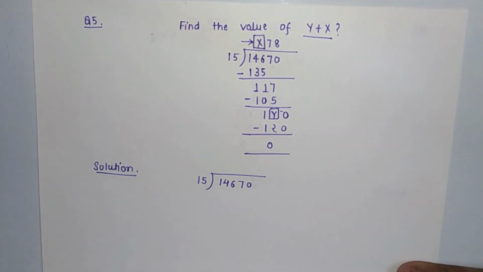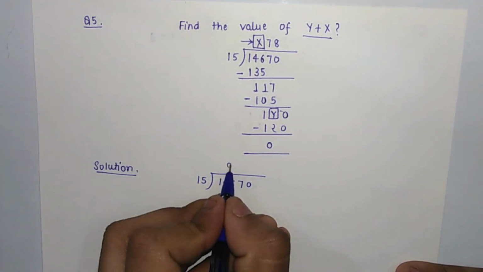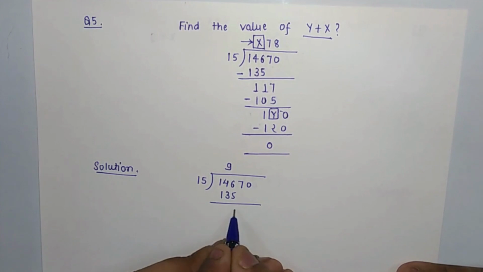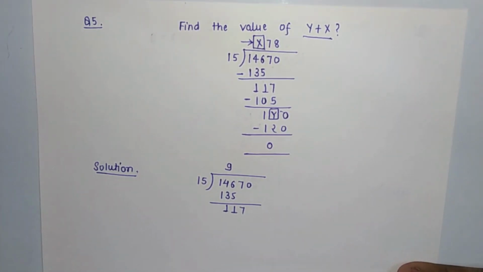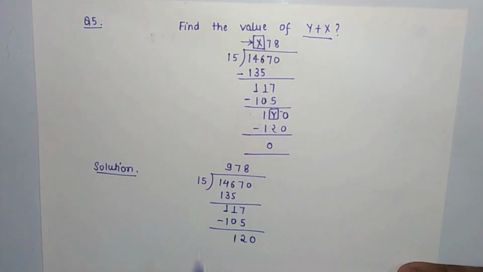14,670 by 15. Let's take the division. First we will write 9. So this will be 135, and 6 minus 5 is 1, 4 minus 3 is 1. This is 117. 15 times 7 is 105. So we can write here 105. Take the difference. So 7 minus 5 is 2, and this is 1, and 0 will come. 15 times 8 is 120, and this is the 0. So the division process is done.